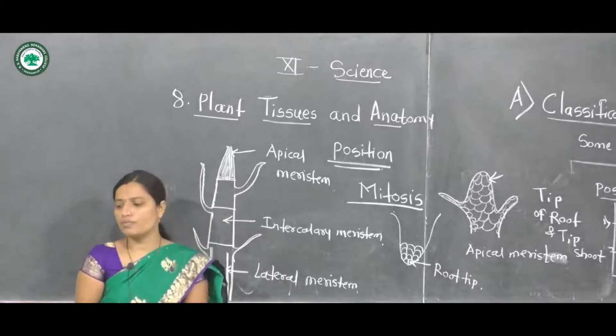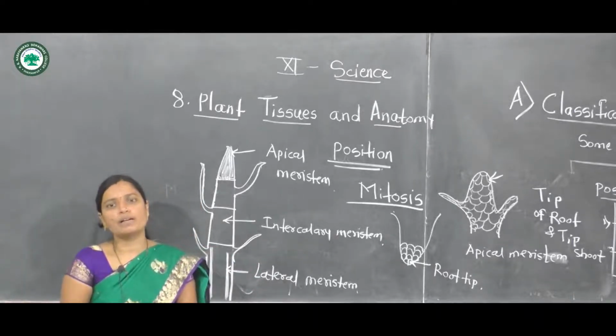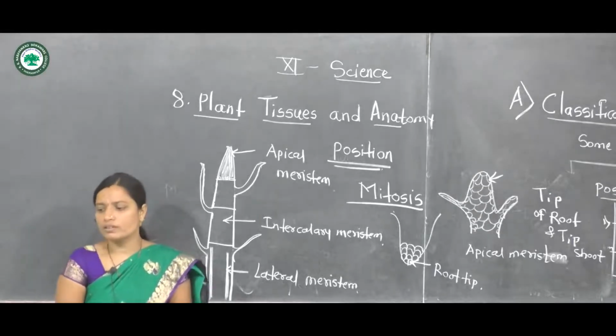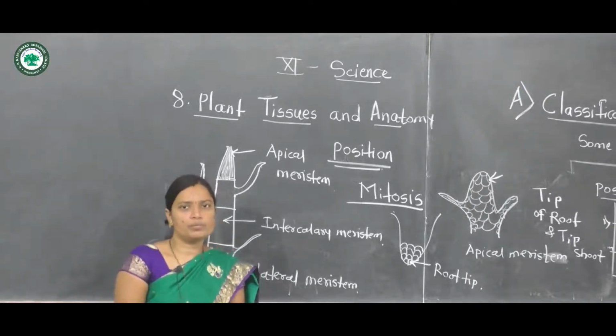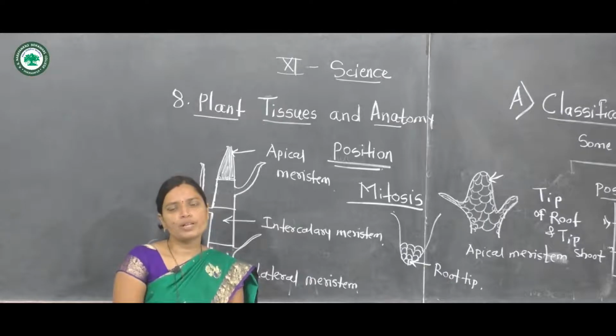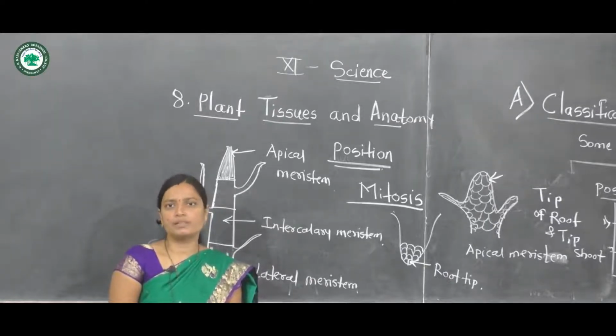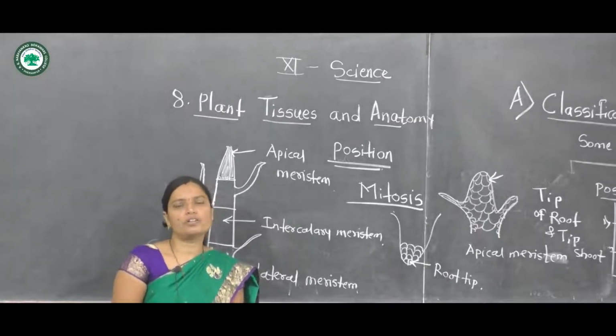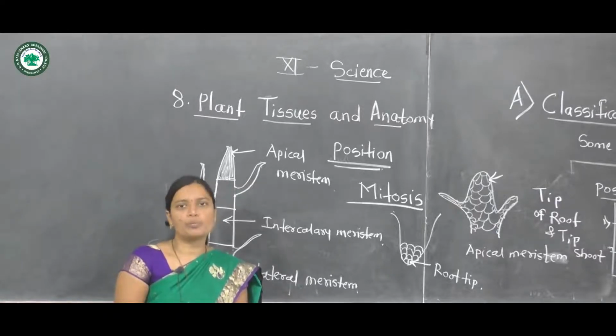Now, an important function of this tissue, the apical meristem, is to increase the length of the plant body. In this region it is the most important. The apical meristem is important for increasing the length of the plant body.